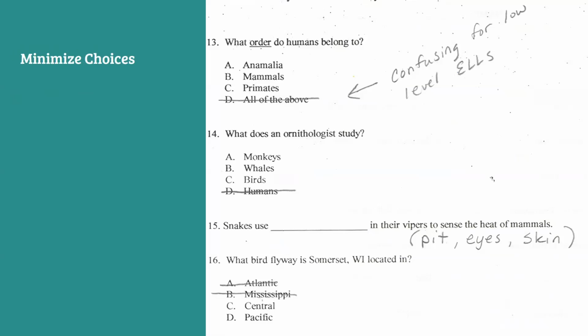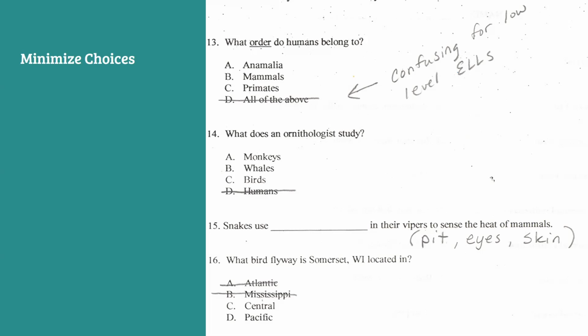Another way that you can make modifications, and you can do these on the spot, is by minimizing choices. As you can see in number 13, when you use an expression such as all of the above, this can be confusing for some of our low-level ELs. So by eliminating that option, you're allowing students to pick one of them and not get overwhelmed with all of the choices. You can do the same thing when it comes to number 14. As you see, we eliminated answer D. And in 15, we provided choices that would make sense so that they can pick the appropriate one.